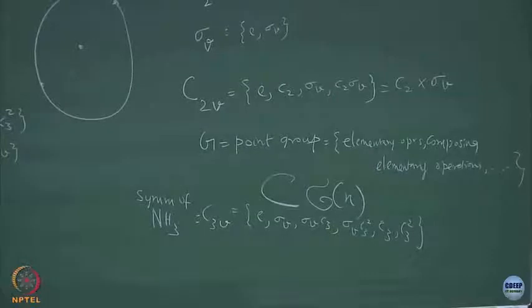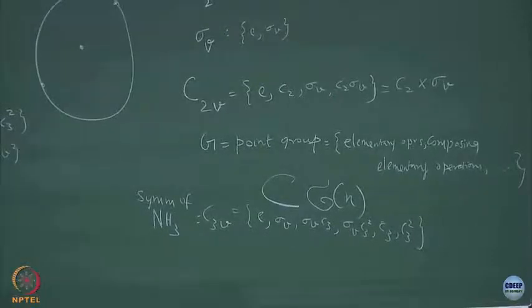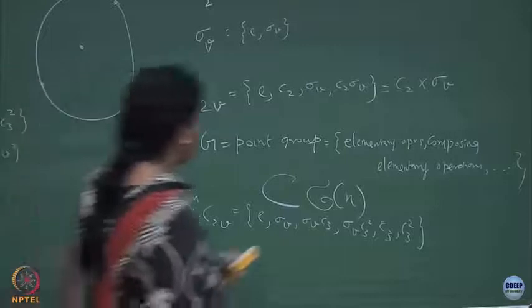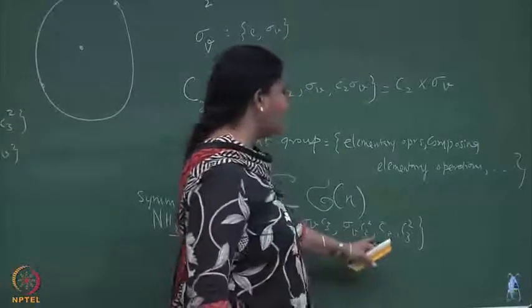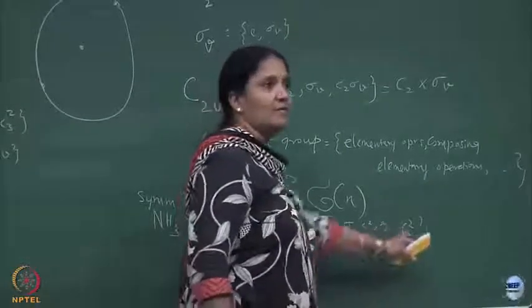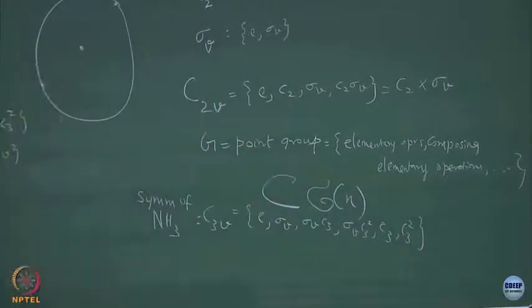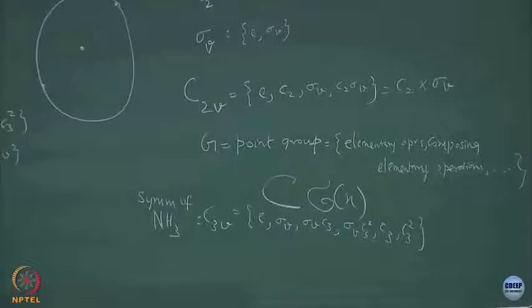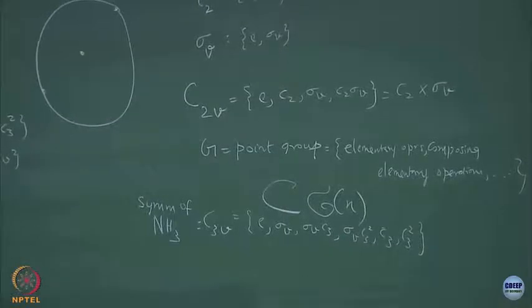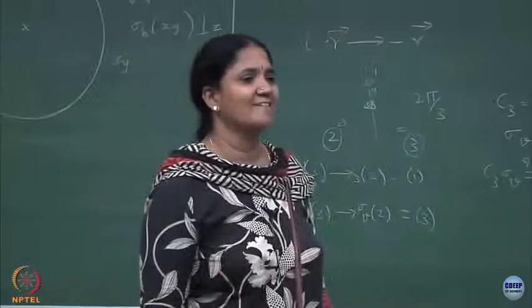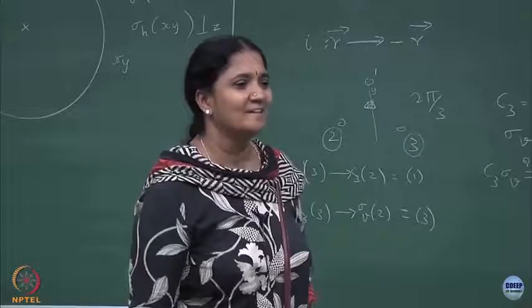Am I right? Anything I have left? I have just multiplied the sigma v with C3 and C3 squared and without sigma v. Now, can you see any subgroups of your symmetric group to which this will be isomorphic? Which one?